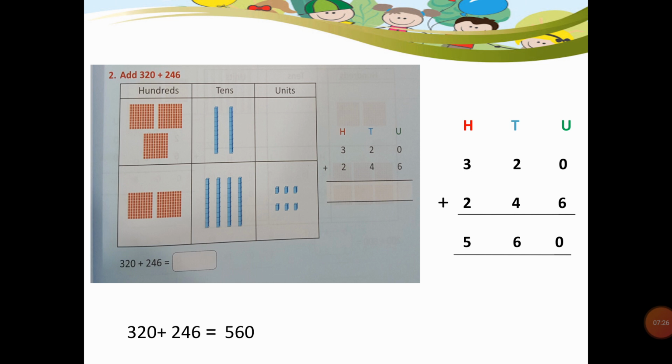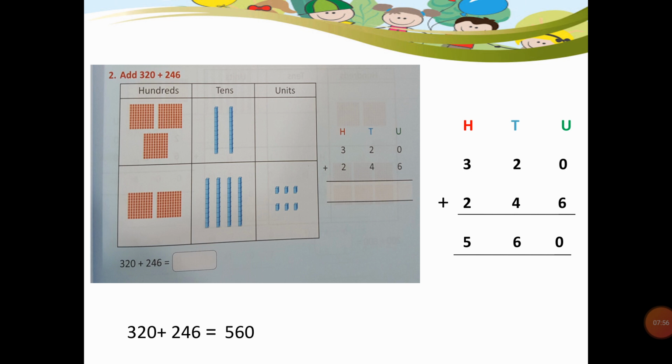Then in 246 we have 2 blocks of hundreds, so we will write 2 in hundreds column. And we have 4 bars in tens column, so we will write 4 in tens column. And we have 6 units. We have 6 blocks in unit column, so we will write down 6 in the units column. Now let's start adding them. We will start adding from the units place.